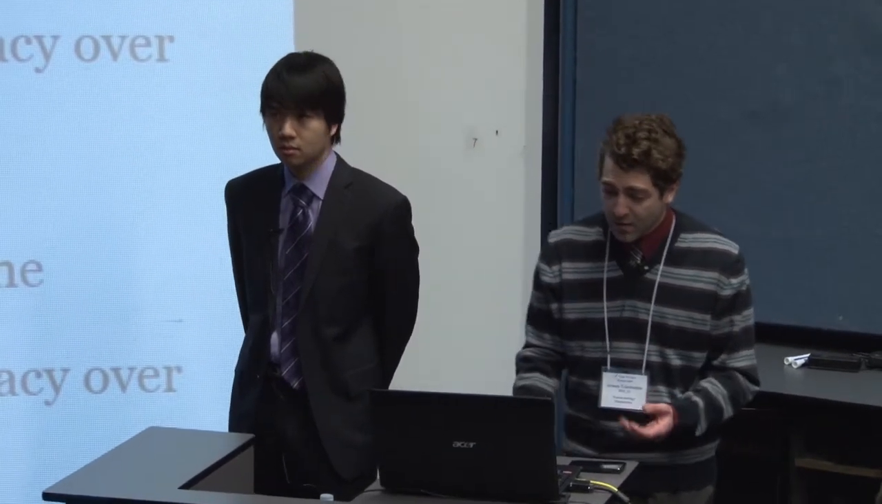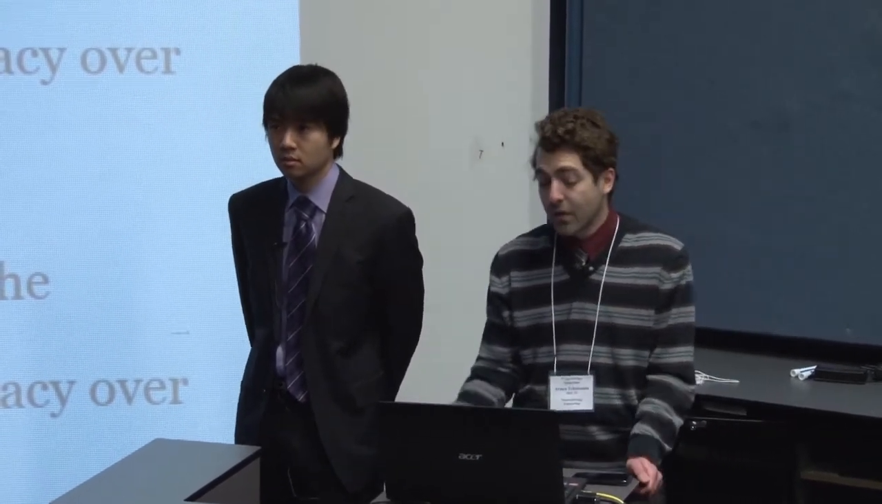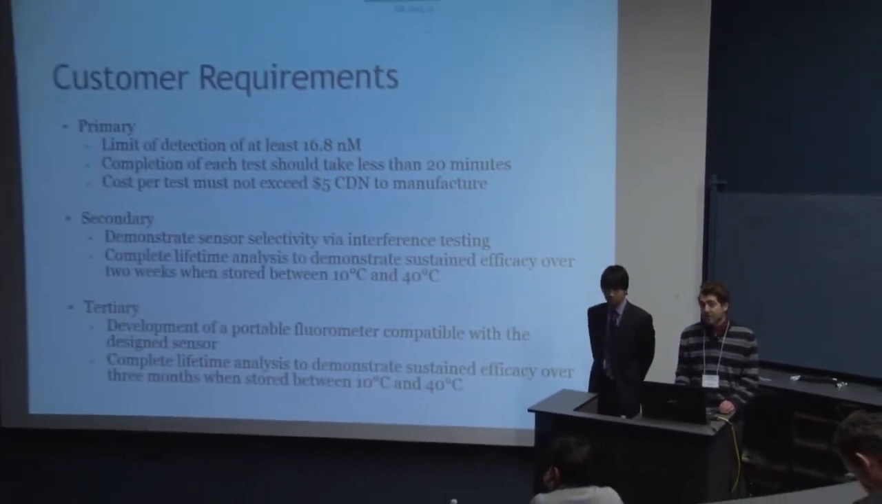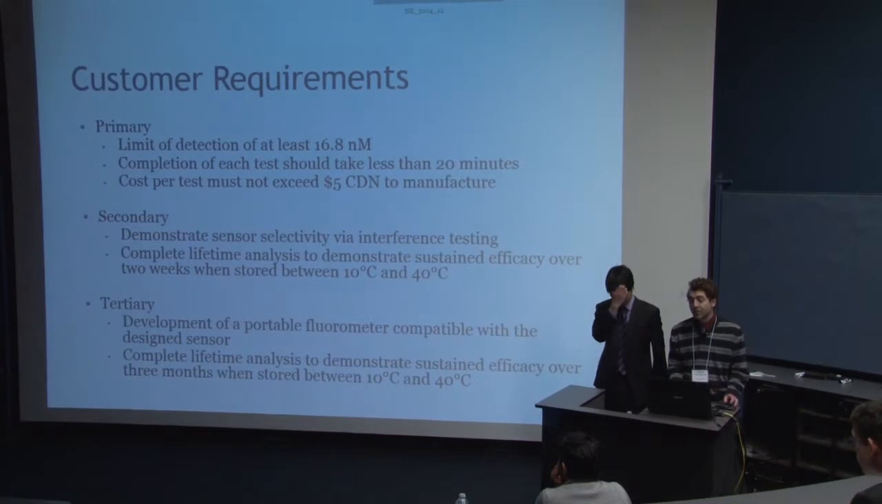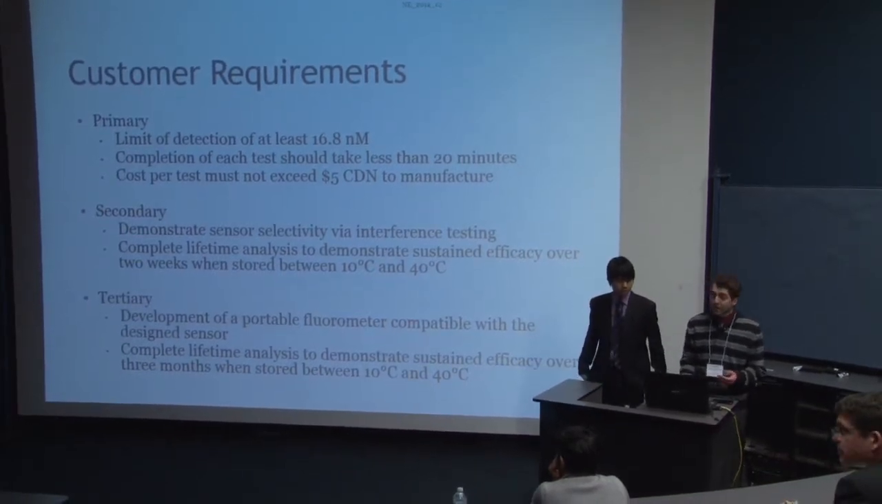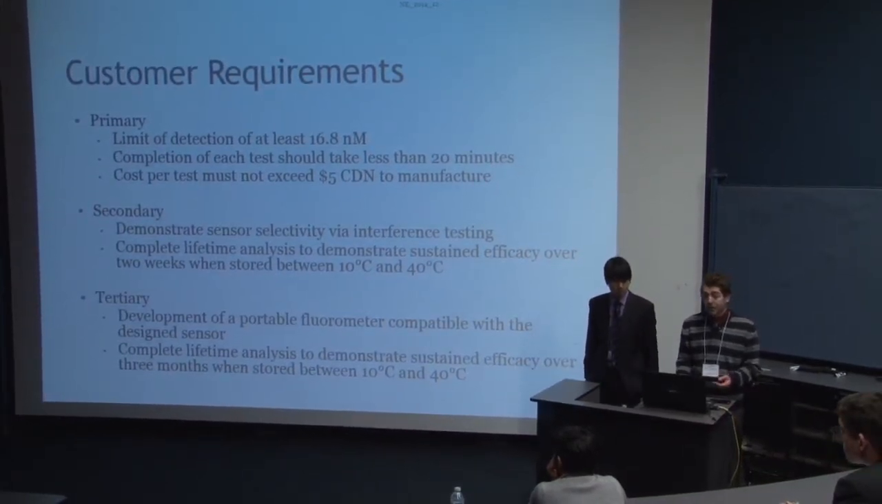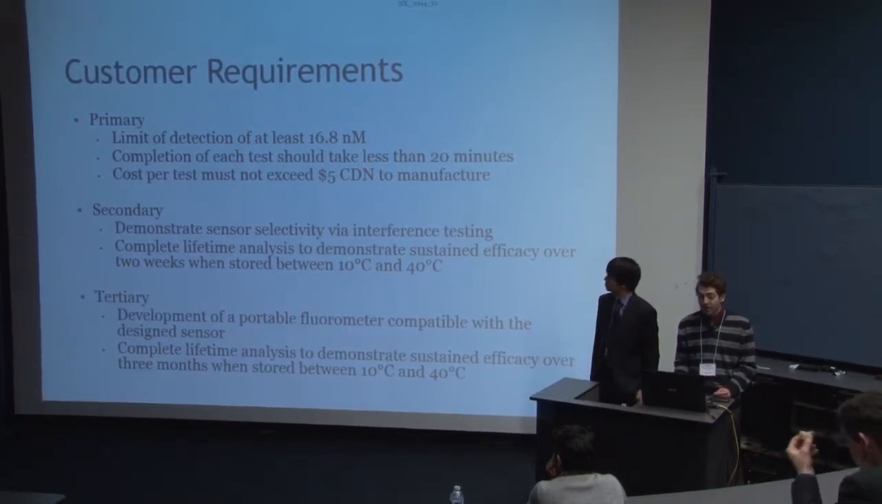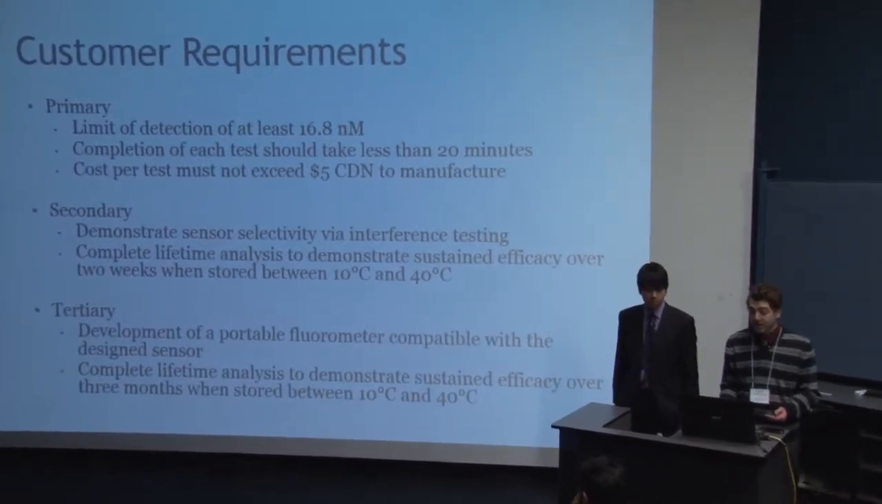So based on the above considerations, we have created the following list of requirements. Of utmost importance is the achievement of a limit of detection of less than 16.8 nanomolar. This value is simply based on the average plasma concentration of the histidine-rich protein 2 that we previously mentioned, which is an antigen associated with malaria. This is based on several patients' data.